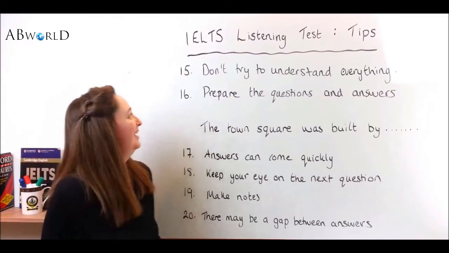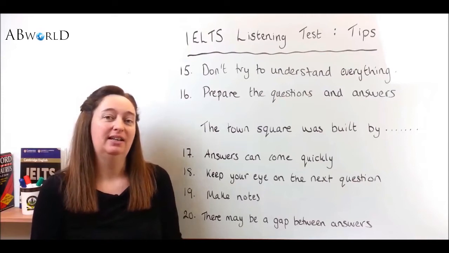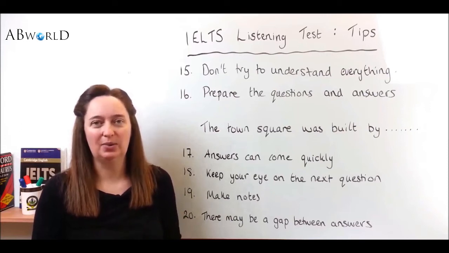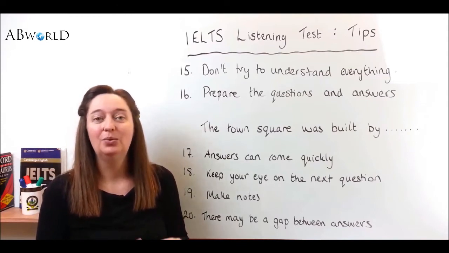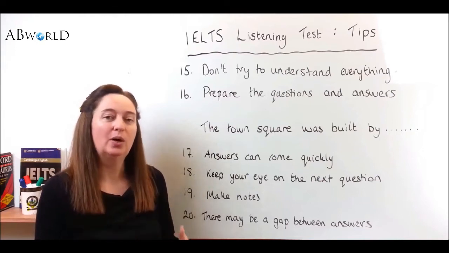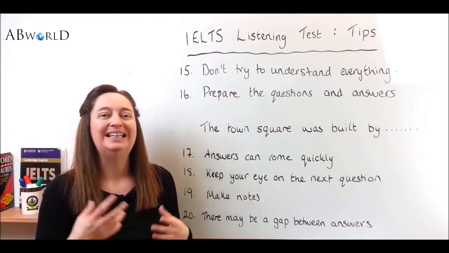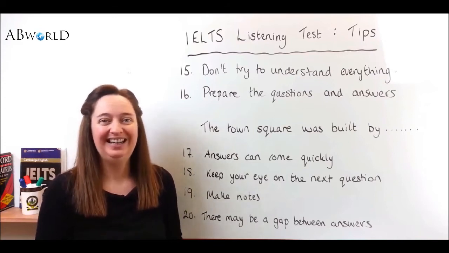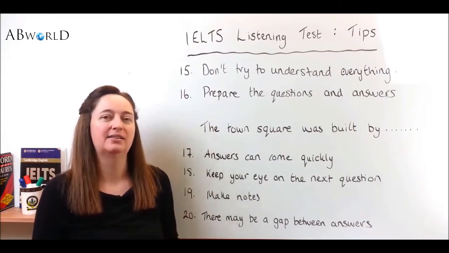Number 15, don't try to understand everything. The aim in IELTS for listening and reading is to find answers to questions. A correct answer is 1 point. All you want are answers. You are not aiming to understand everything. So you need to look at your question, try to think of what type of answer you're looking for, listen for that answer. There will be a lot of extra information given in the recordings, and you need to just relax and focus on the answers that you're looking for.